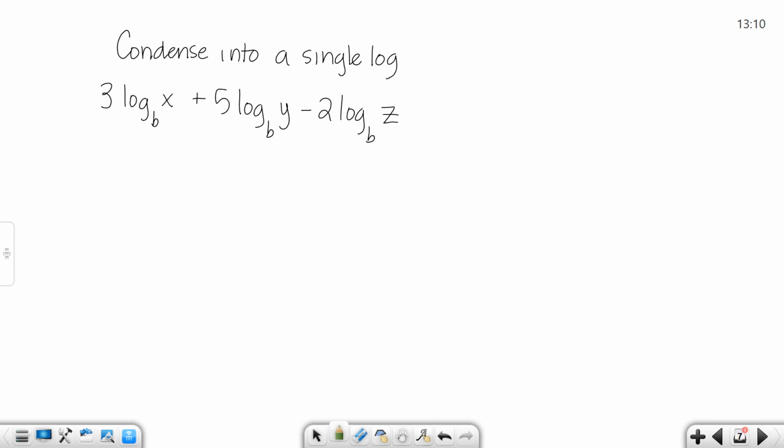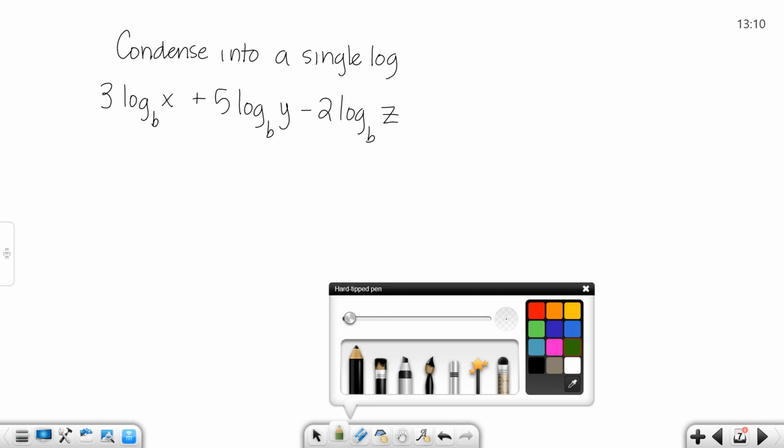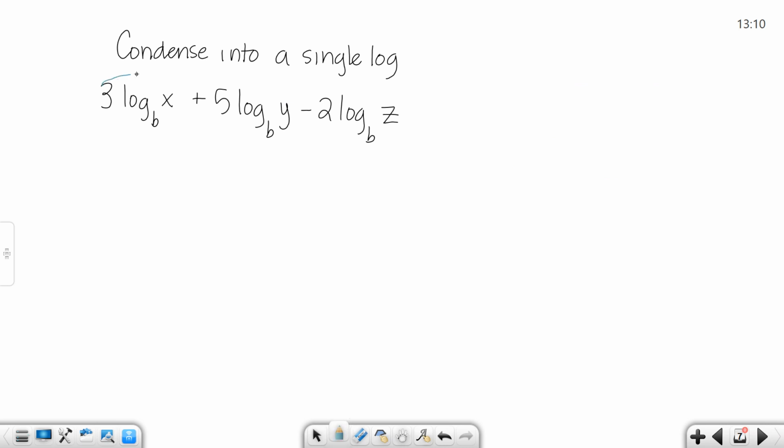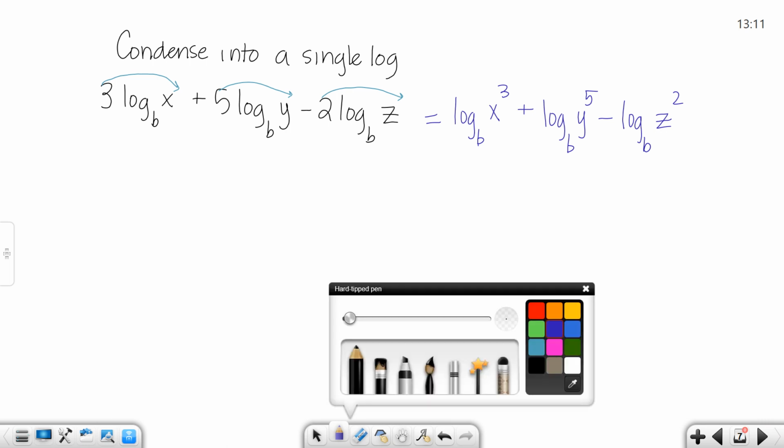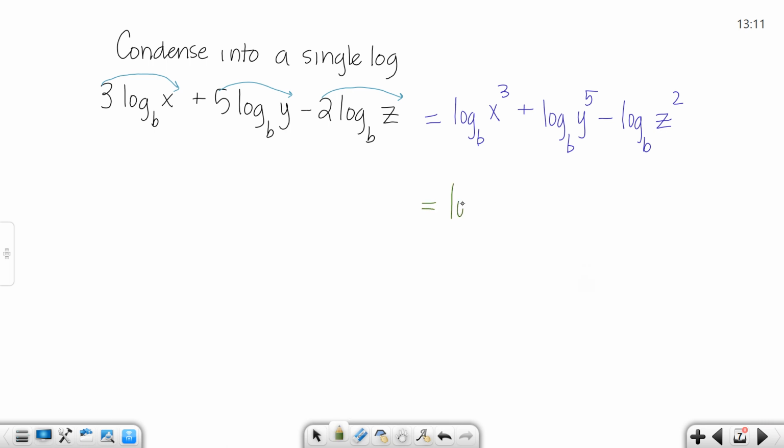Okay, let's try another one. I'm asking you to condense into a single log. To condense into a single log, you're going to start by putting your powers up. So we would have the log base B of x cubed plus the log base B of y to the 5th minus the log base B of z squared. Okay, so I put my powers up. The next thing that I'm going to do is write one log, okay, and that's going to be log base B. Okay, there's my single log.